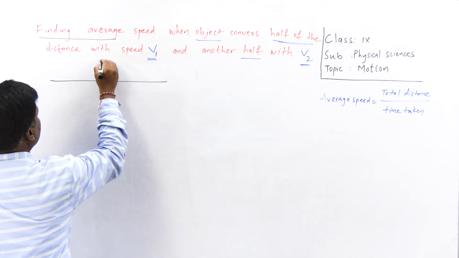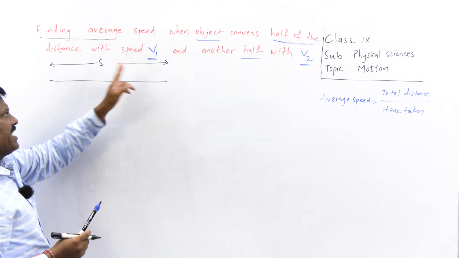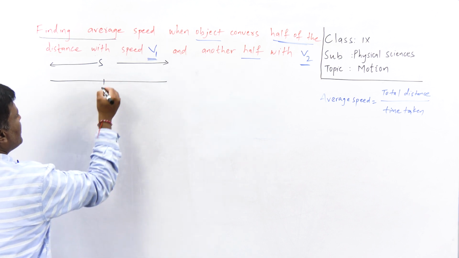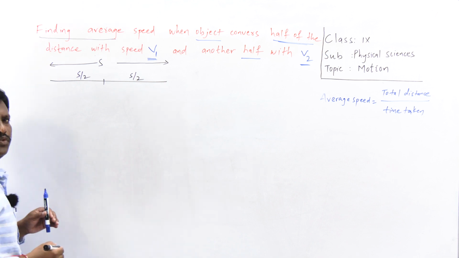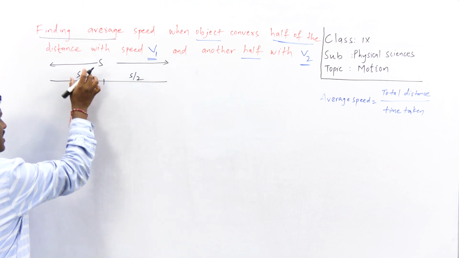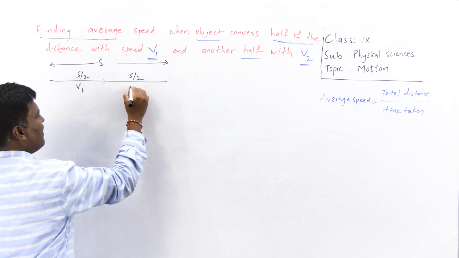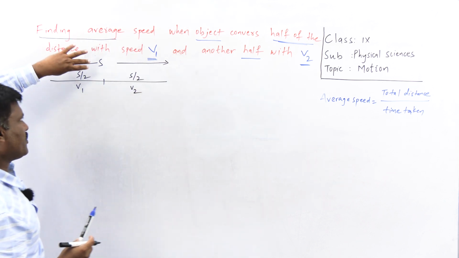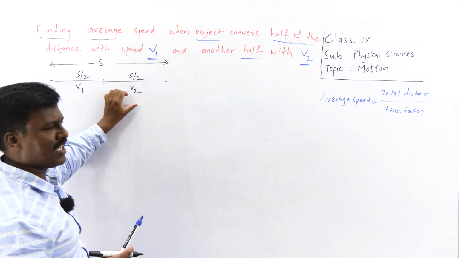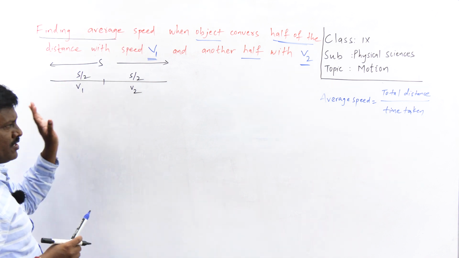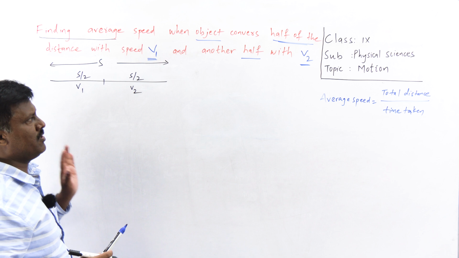This is the total distance traveled by the object, let's say that is S. The object covers S distance, then what is half of the distance? S by 2. What is the other half distance? S by 2. The first half of the distance is traveled with v1 speed, and the next half of the distance is traveled with v2 speed. I hope you understand the condition, because why am I repeating this many times? First you have to understand the condition. In this condition, this formula we are using.